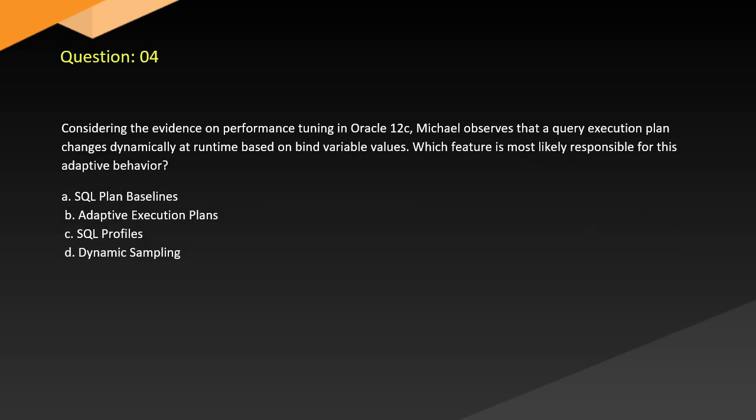Question 4. Considering the evidence on performance tuning in Oracle 12c, Michael observes that a query execution plan changes dynamically at runtime based on bind variable values. Which feature is most likely responsible for this adaptive behavior? A. SQL plan baselines. B. Adaptive execution plans. C. SQL profiles. D. Dynamic sampling.